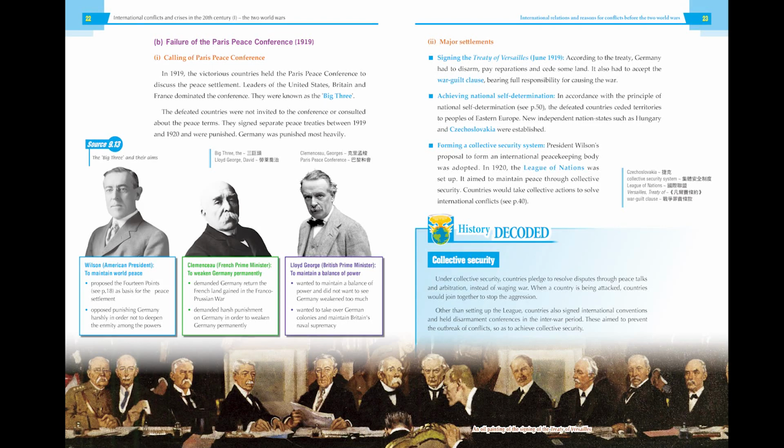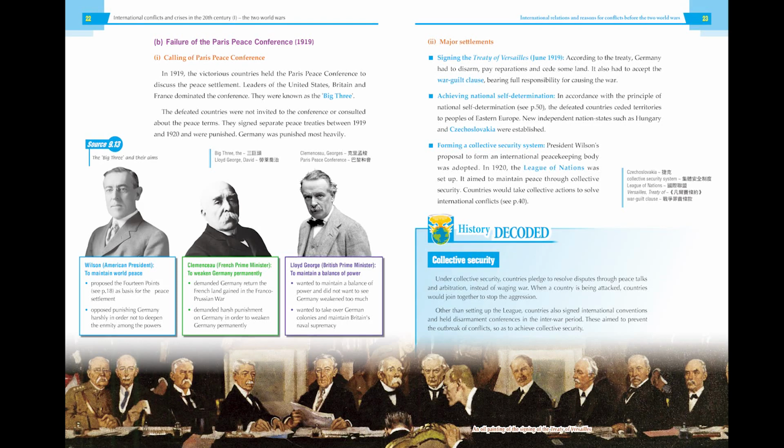Lloyd George, British Prime Minister, to maintain a balance of power. Wanted to maintain a balance of power and did not want to see Germany weakened too much. Wanted to take over German colonies and maintain Britain's naval supremacy.